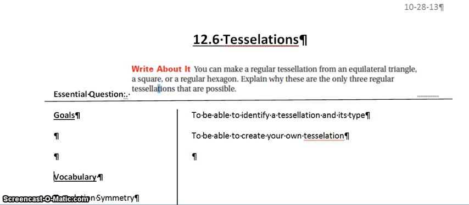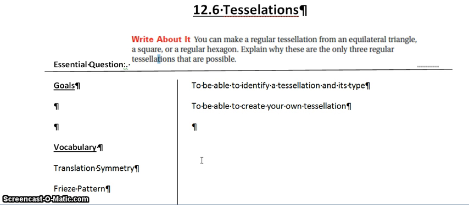All right, these are our essential questions. You can make a regular tessellation from an equilateral triangle, a square, or a regular hexagon. Explain why these are the only 3 regular tessellations that are possible. Our goals, like we said before, were to be able to identify a tessellation and its type, and to be able to create your own tessellation.